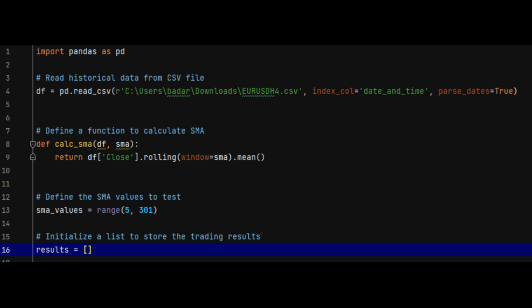In this snapshot of the code, you can see the first 16 lines wherein it reads the file in via pandas, then defines a function to calculate the simple moving average, and then defines the SMA values to test. You can see the range is between 5 and 300. A list is then initialized in order to collate the results later on.